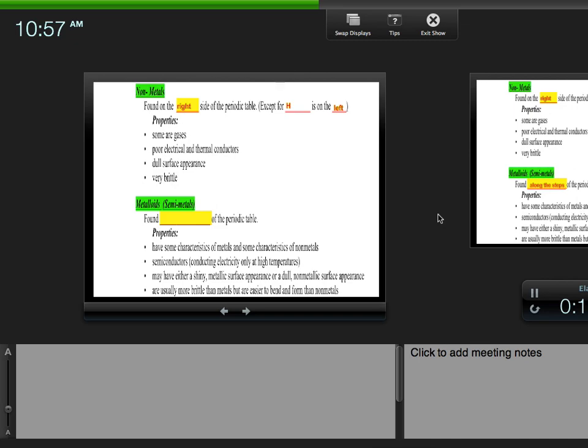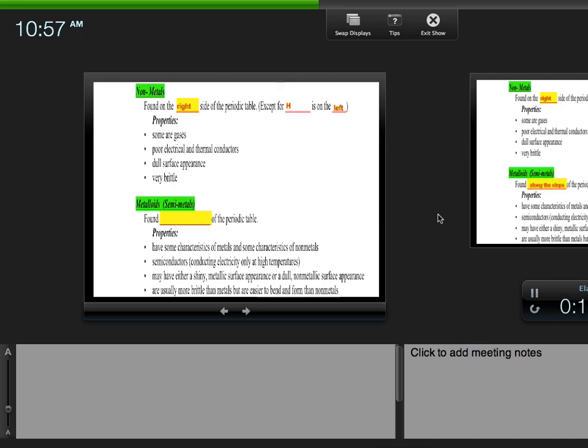These properties, some of them are gas, not all of them, but some of them are gases, which make them a nonmetal. They are poor electrical and thermal conductors, meaning they do not transmit electricity or heat. They are dull in surface and appearance, so if it's a solid, they're going to be very dull. They're not going to be shiny like sulfur. And very brittle. What is brittle again? It's easily broken. Easily broken.